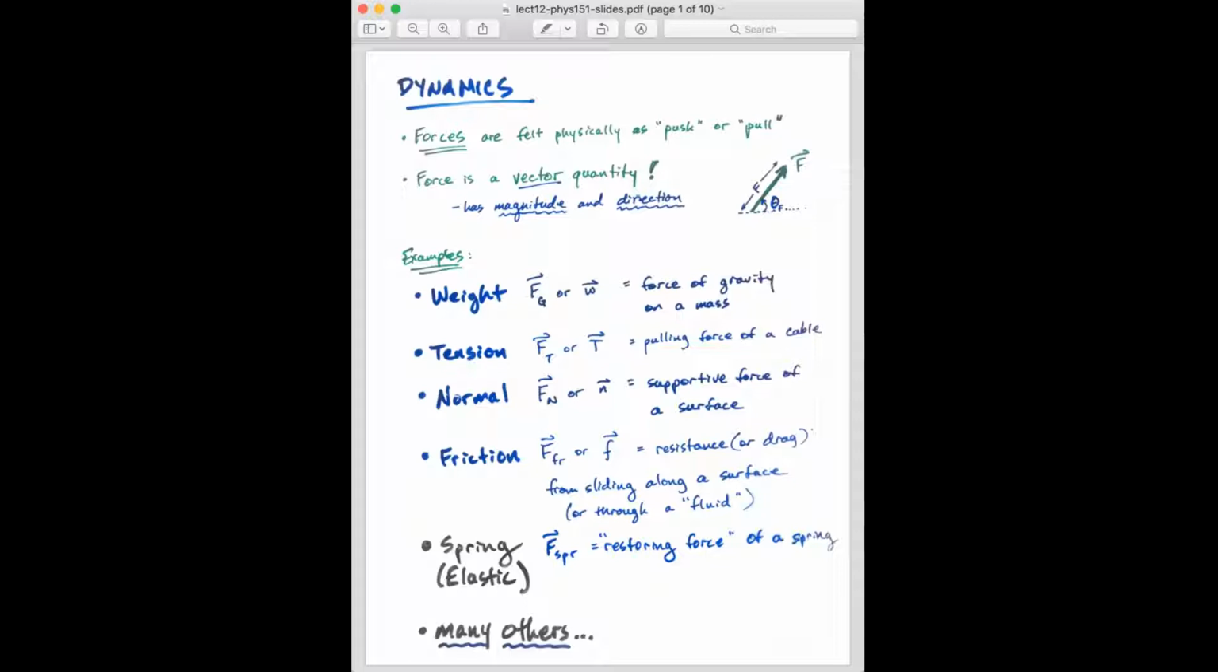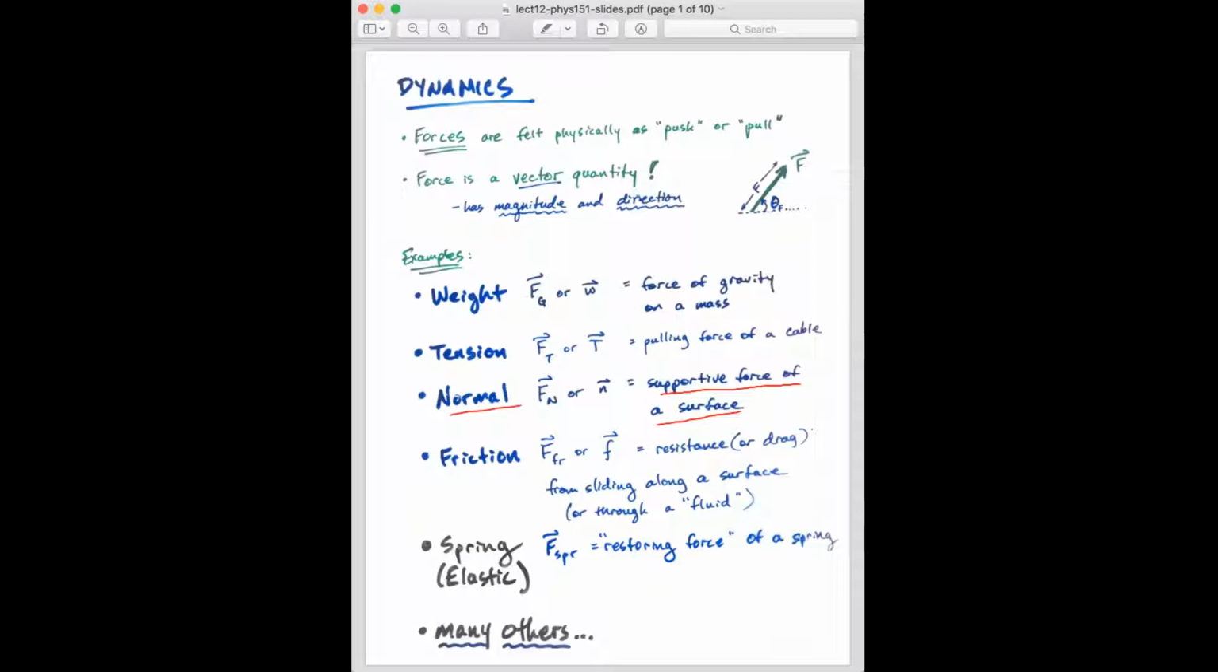Normal force is a supportive force of any surface that an object is in contact with and pressing against. For example, when you stand on the floor, it's the force that the floor exerts upward on you to support you. Or if you're sitting on a chair, it's the upward force out of the chair. If an object is in contact with a ramp, then the normal force will be outward from the ramp. And if an object like a ladder is leaning against a wall, then the normal force will be outward from the wall.